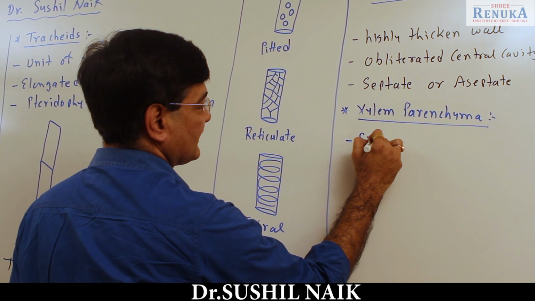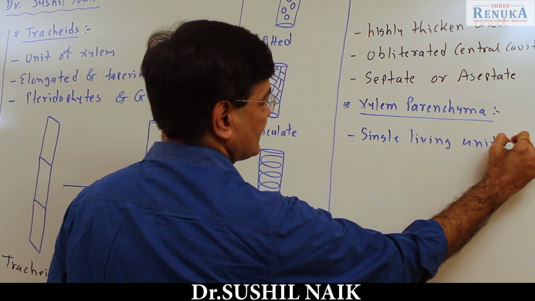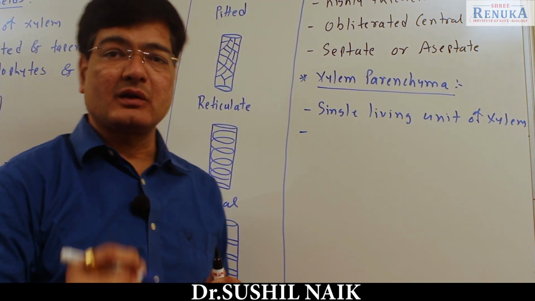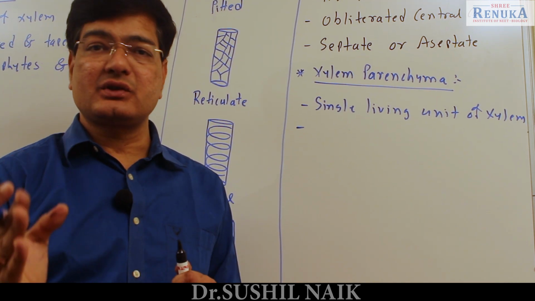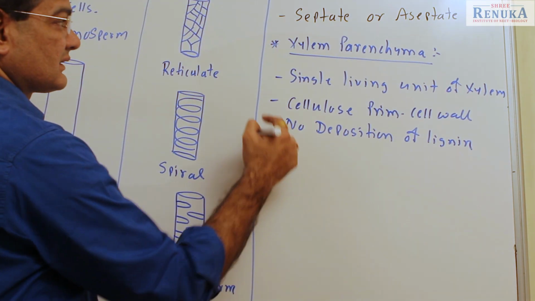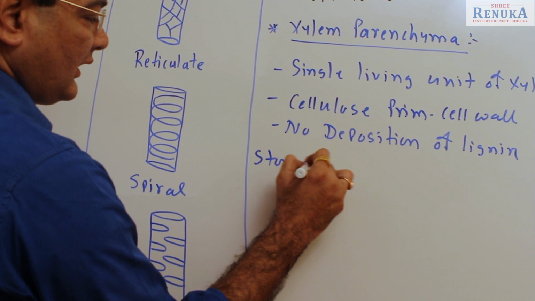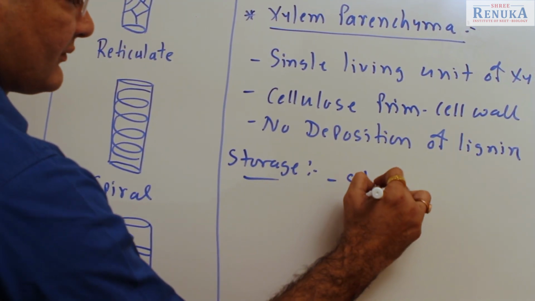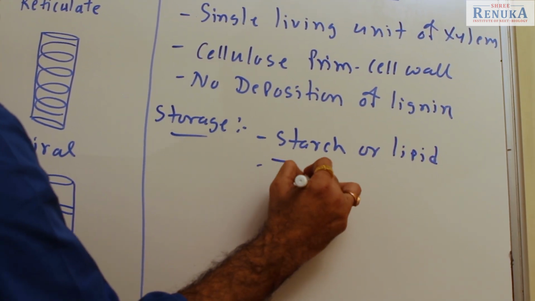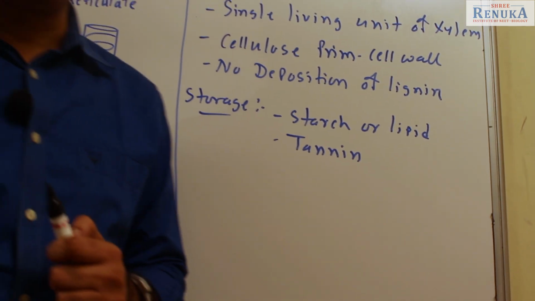Xylem parenchyma is a single living unit of xylem, as the cell wall is formed of cellulose only, and there is no deposition of lignin on the inner wall of this unit. The cells of the xylem parenchyma are mainly concerned with the storage of food like starch or lipids. In some cases, tannin is also deposited in the xylem parenchyma.